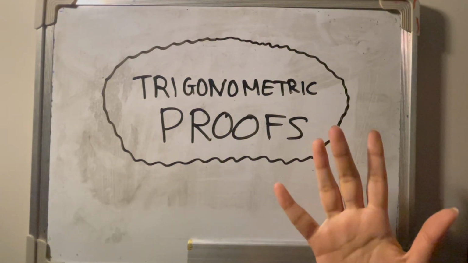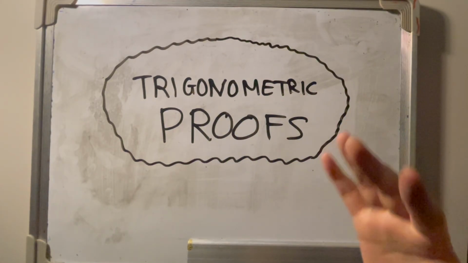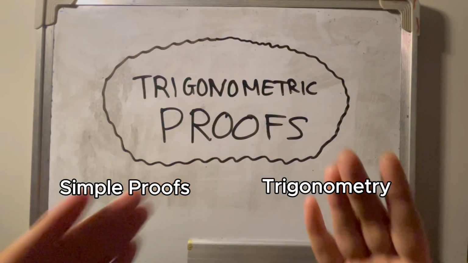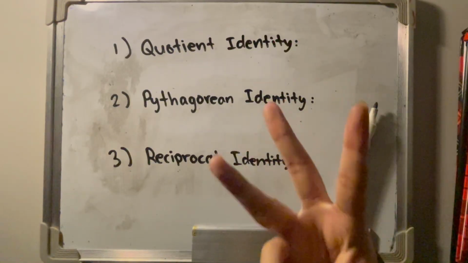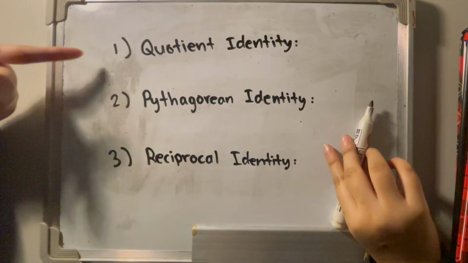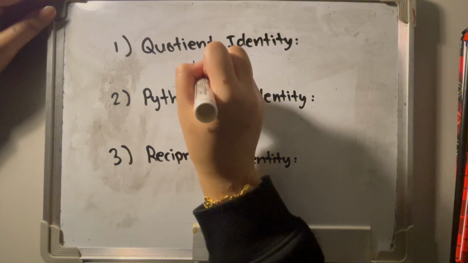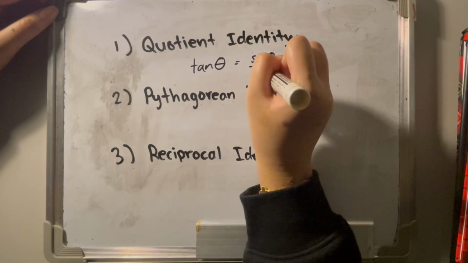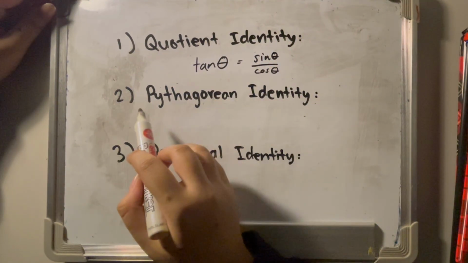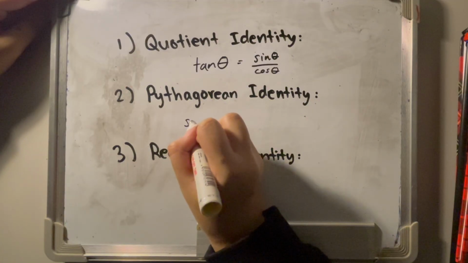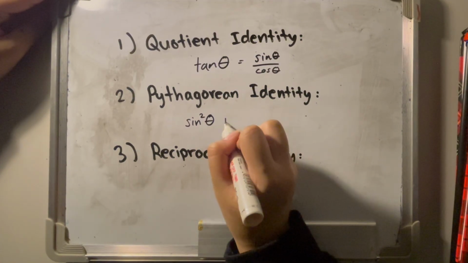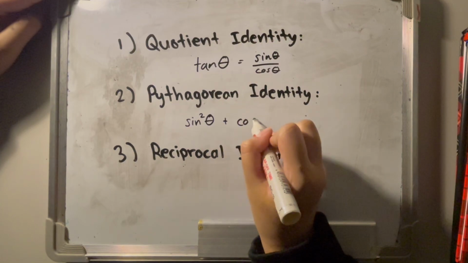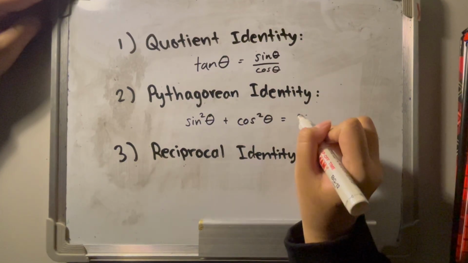Before I show you guys the last problem, I want to talk to you guys a little bit about this topic. Trigonometric proofs, which is basically a combination of the topic simple proofs with trigonometry. Before we start, we need to know our big three identities. So the first one is the quotient identity, which is tan theta is equal to sine theta divided by cos theta. The second one is the Pythagorean identity, which is the sum of sine squared theta plus cos squared theta is equal to 1.